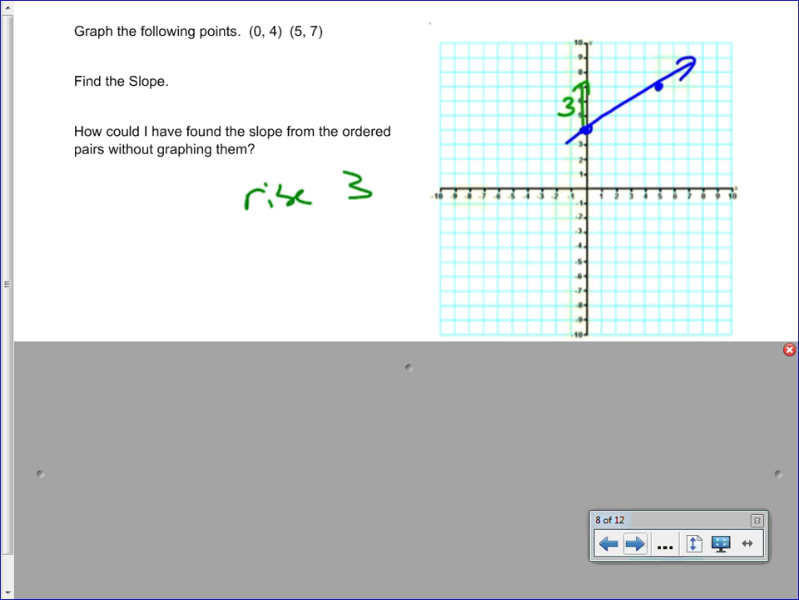Okay. My run, I go over how many? 1, 2, 3, 4, 5. I go over 5, so my run is 5. So now, my slope would be 3/5.